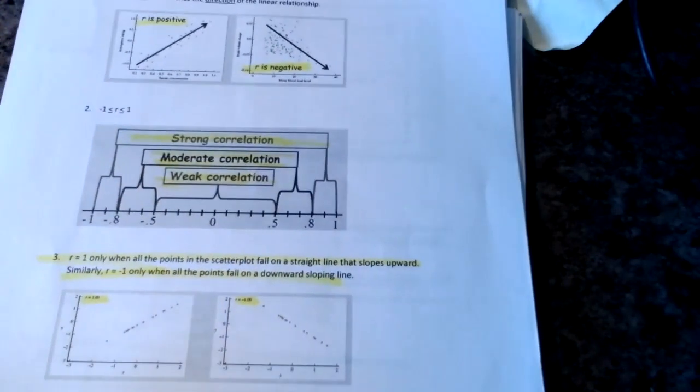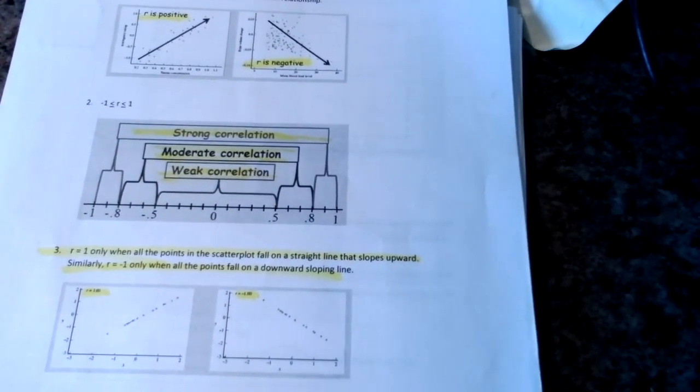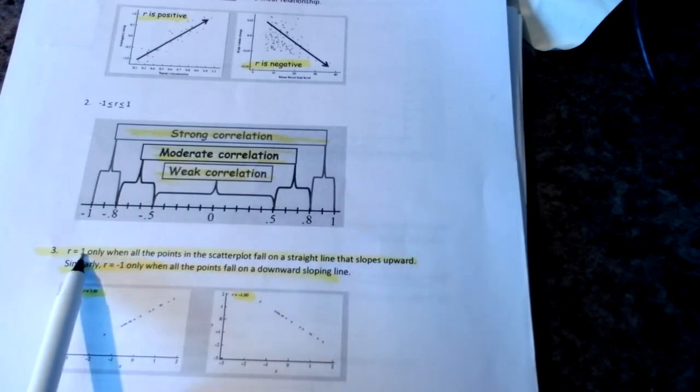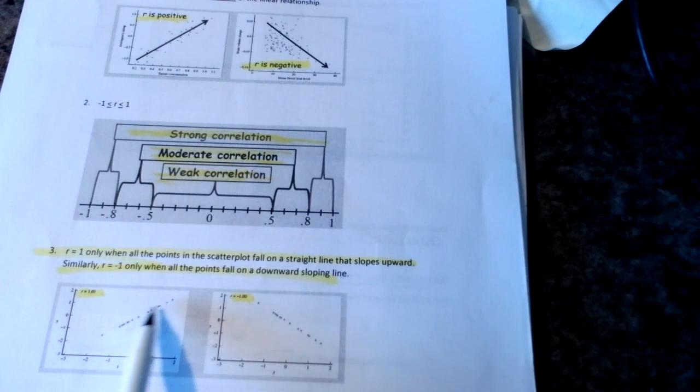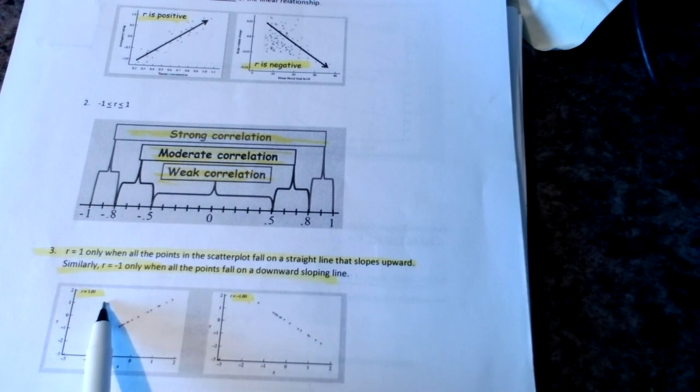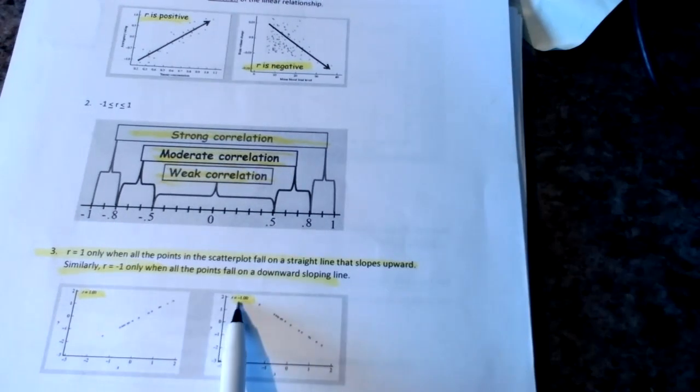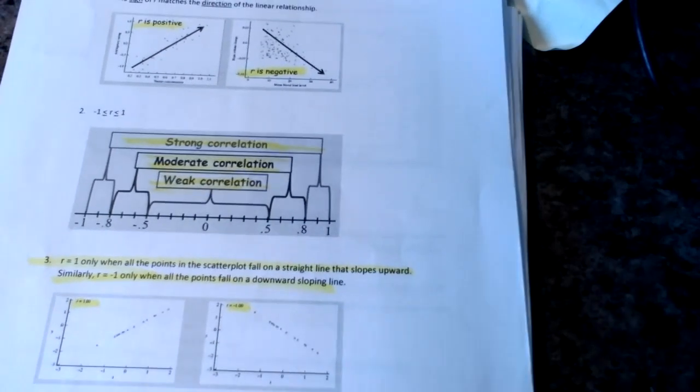See, R is 1, R equals 1 or 100% when all the points in the scatter plot fall on the straight line. Like this is a very, very strong correlation. You see all the points lie on one straight line. So if you go in this direction, if you're climbing, R is positive 1. If you're declining or the slope is decreasing, then it's negative 1.